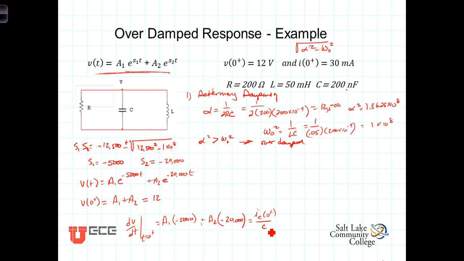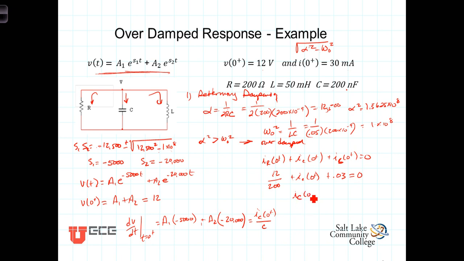Now, how do we determine what I sub c at 0 plus was? As you'll recall, we did a KCL equation at that node, and we had then I sub r at 0 plus, I sub c at 0 plus, and I sub l at 0 plus must equal 0. I sub r at 0 plus is just the initial voltage of 12 volts divided by the resistance of 200 ohms, plus I sub c at 0 plus, which is what we're looking for, plus I sub l at 0 plus, which is 0.03 amps or 30 milliamps. The sum of those three things must equal 0.